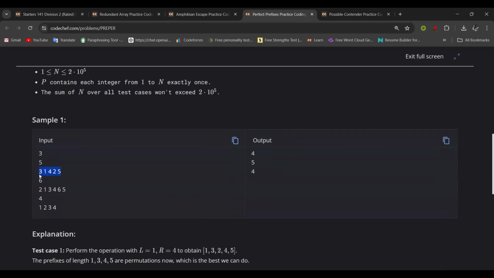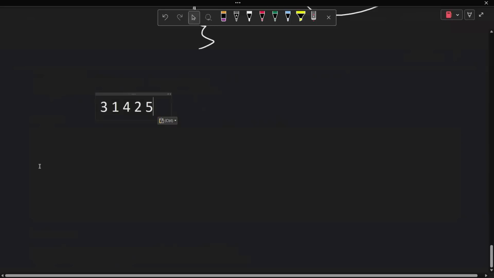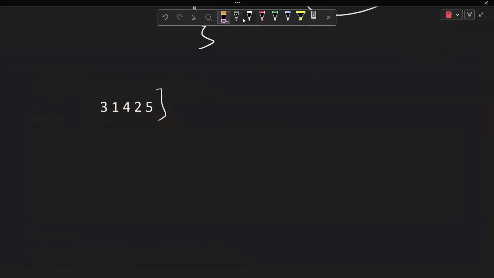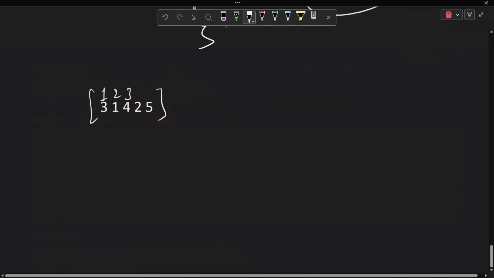Okay, so if you have this permutation, I'm taking one based indexing here, as that would be easy. Okay, let's say this is our permutation. What does that mean? It's a permutation, so obviously for the first five elements, there would be all five elements one time. That's what a permutation is. So from one, two, three, four, five, all would exist here.